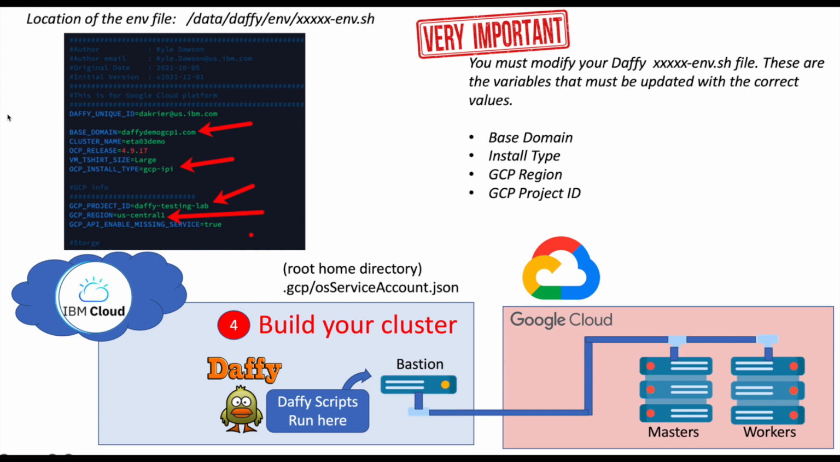There are 4 variables that you'll need to set in the Dappy environment file and a service account JSON file that you need to put in a hidden directory in root's home folder. The directory is going to begin with a dot, and it's called .gcp. Inside of that directory is where you will put the service account JSON file. That's needed for Dappy to be able to connect to Google. The variables that you'll need to set in the environment file are the base domain, the install type, the GCP region, and the Google project ID.